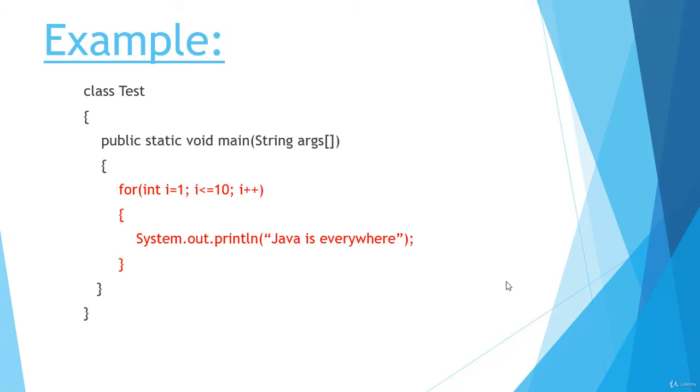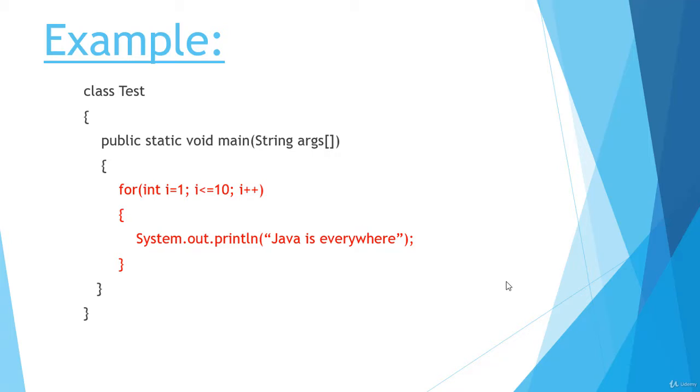Now look at this example. I have started a for loop, and in initialization, I typed int i = 1. This loop starts from 1 and I put the semicolon, and after that I have given the condition i <= 10. This means this loop is going to execute 10 times. After the semicolon, I have given the increment i++, and after that I have started the body of the for loop, in which I just want to print "Java is everywhere".